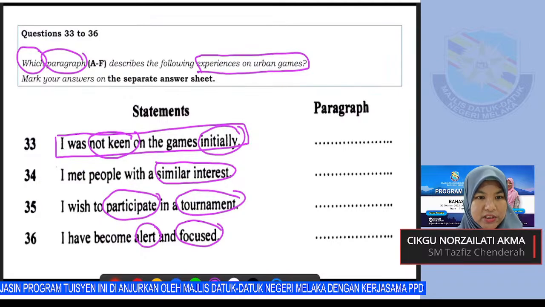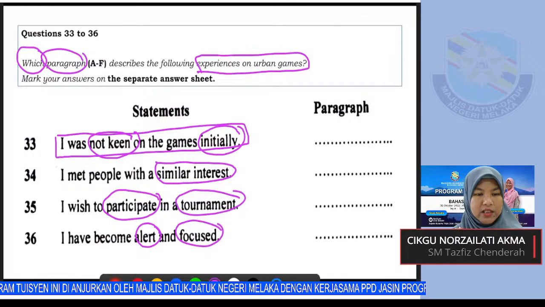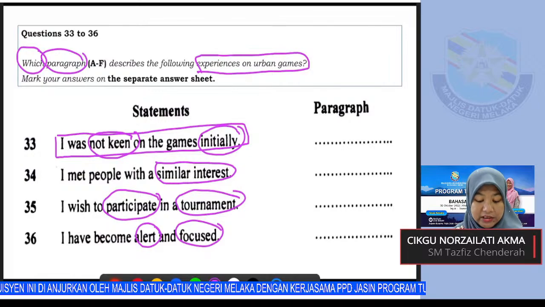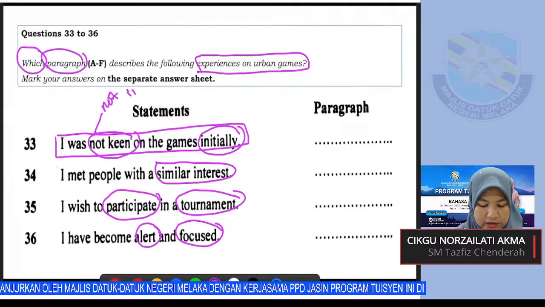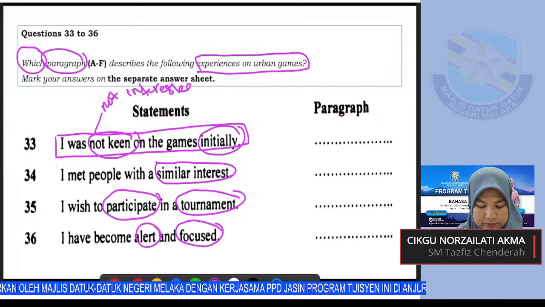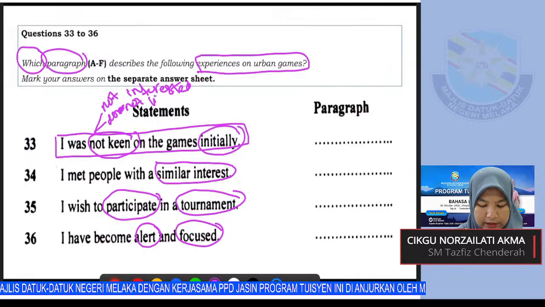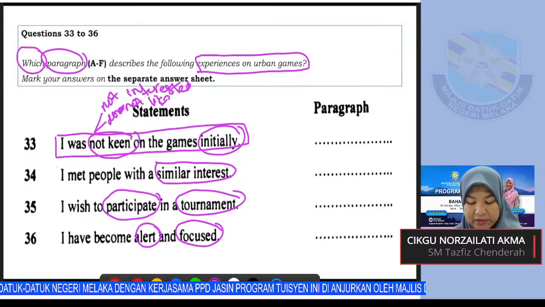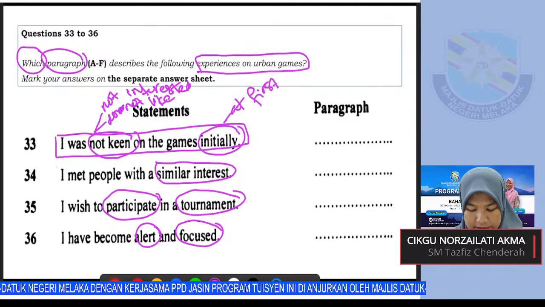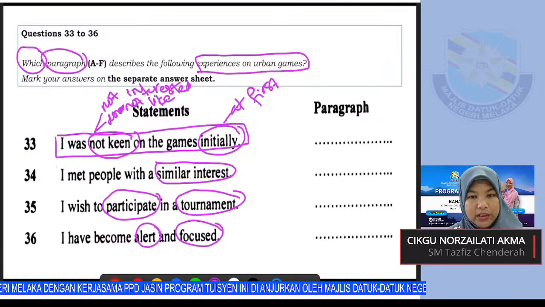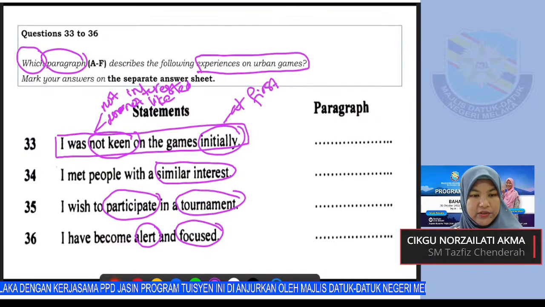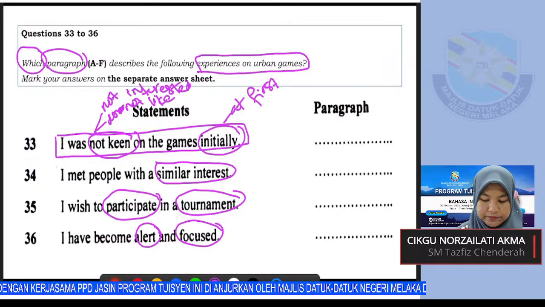Okay, let's go for question 33. I was not keen on the games initially. What is the meaning of not keen? It can be not interested or do not like. Initially means at first. Which paragraph shows that he is not keen on it at first?